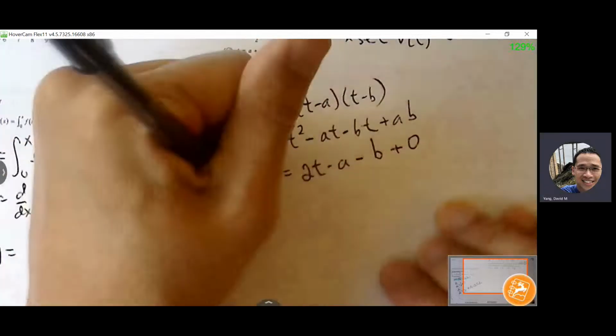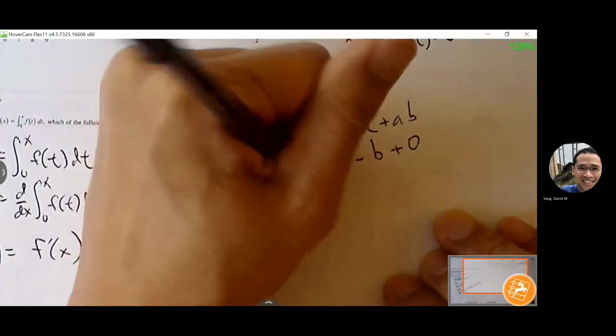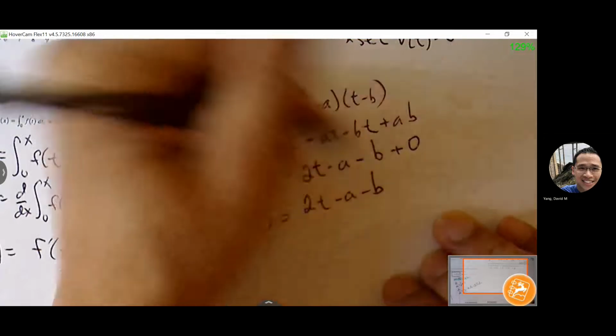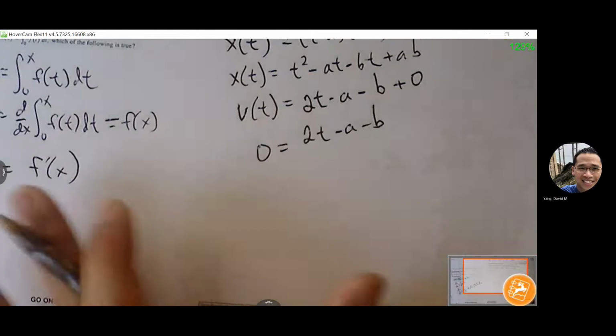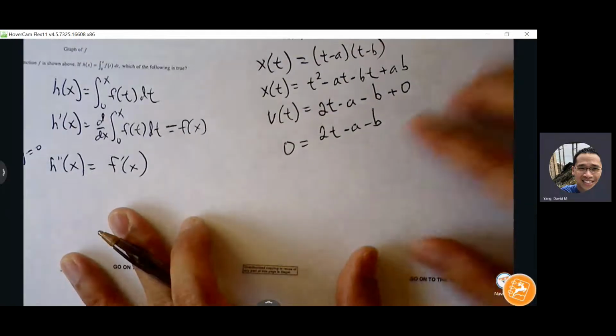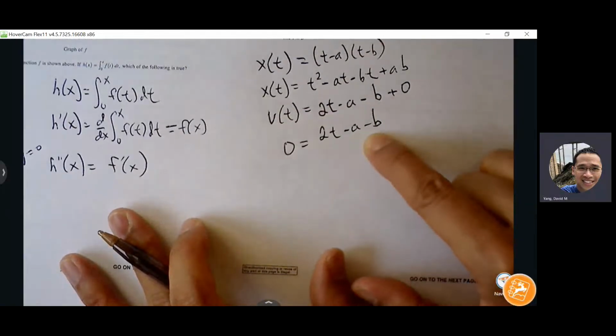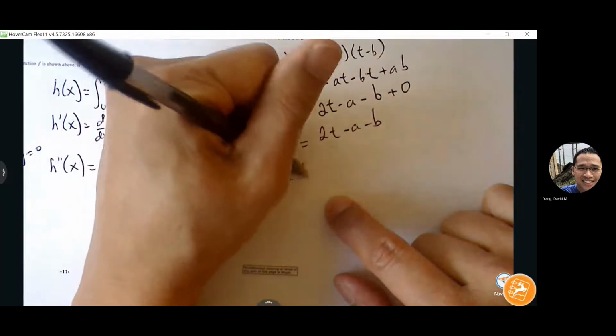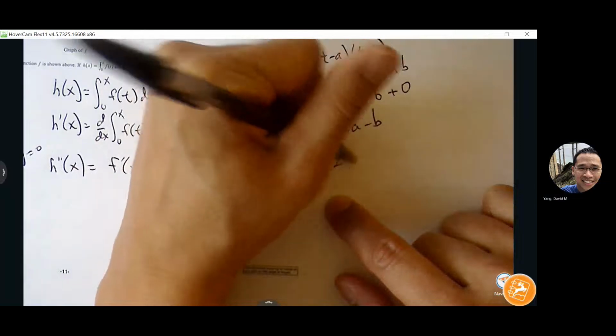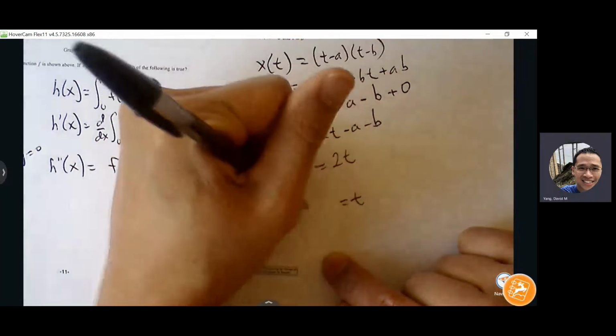Set velocity equal to 0. Solve for t. Remember, it's complicated, but A is just some unknown constant, so we'll just have to solve for t. Move A and B over. Divide both sides by 2.